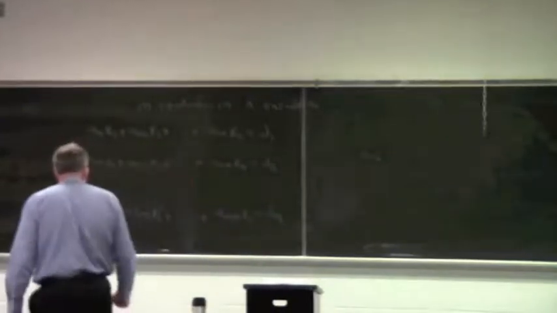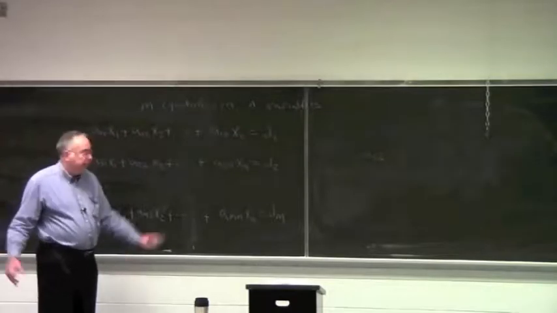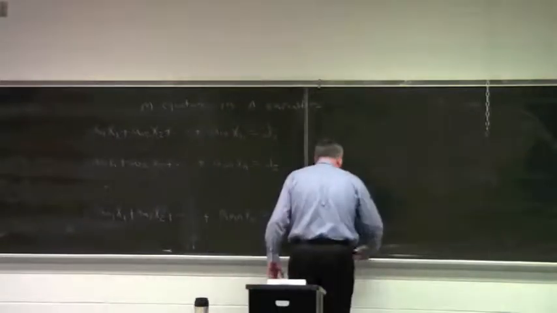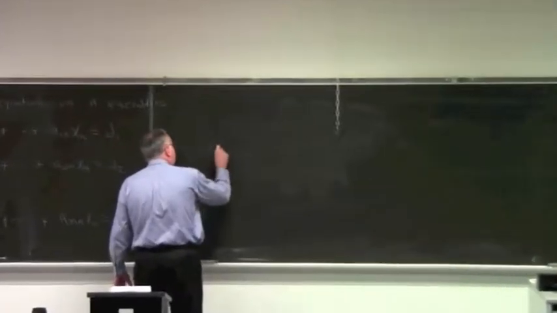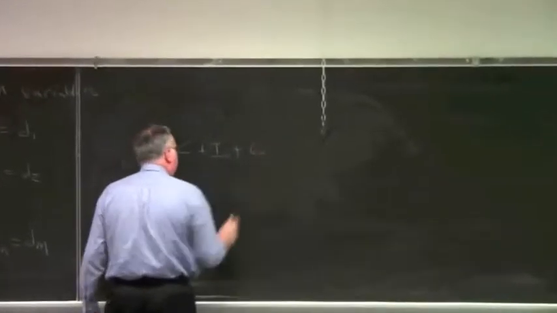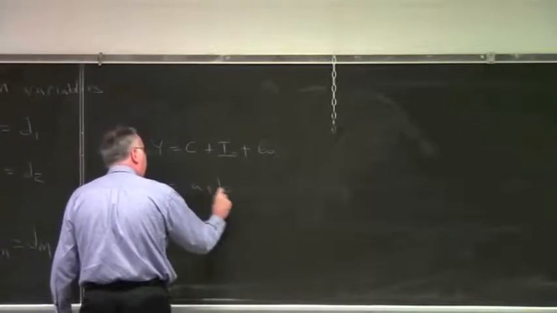Let me give you an example of how you would write a very simple equation system in this matrix algebra form. Let's take this equation system right here. The simplest Keynesian model. Y equals C plus I plus G, and C equals A plus BY. If you were to write this in matrix algebra form, what would you have to do?